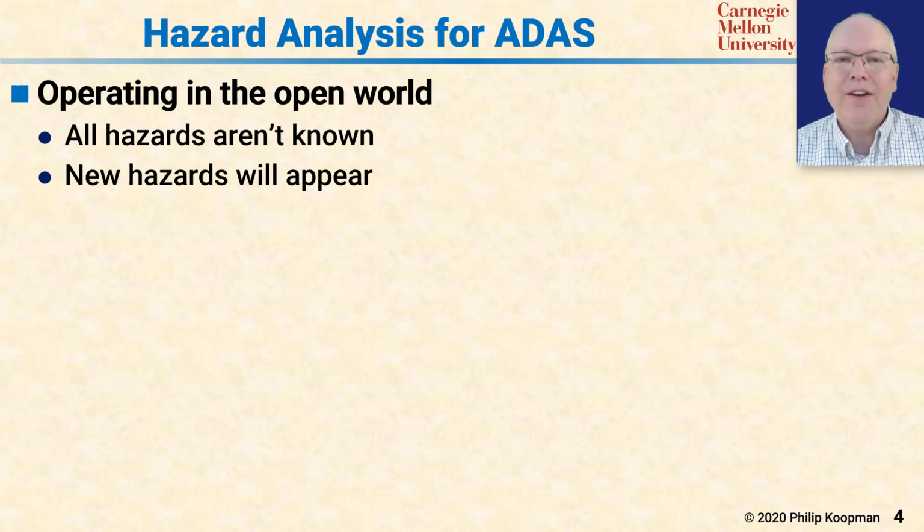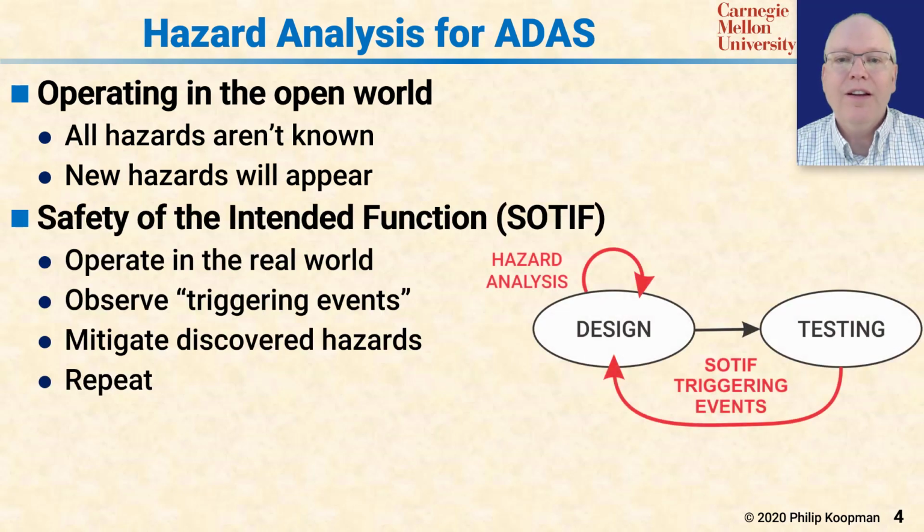You can't simply sit down, do some analysis and say, yeah, we think we have the hazard list, we're good to go here. You actually have to do some experimentation in the real world to even uncover some of the hazards that you just never would have thought of. This is handled with safety of the intended function, SOTIF. The idea of SOTIF is you operate in the real world, you observe triggering events, so these are things your system is not able to handle as well as it should. The intended function does not work as you intended. You mitigate the discovered hazards, and you repeat. And you keep running a loop over and over until you've mitigated all the hazards you can find given a target for how safe is safe enough to be ready to deploy.